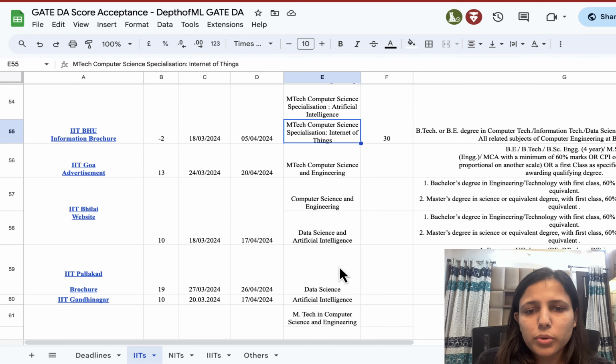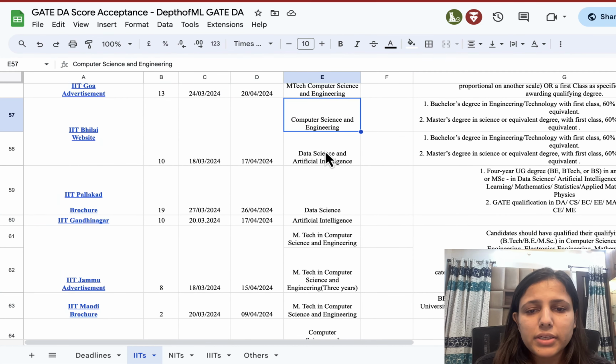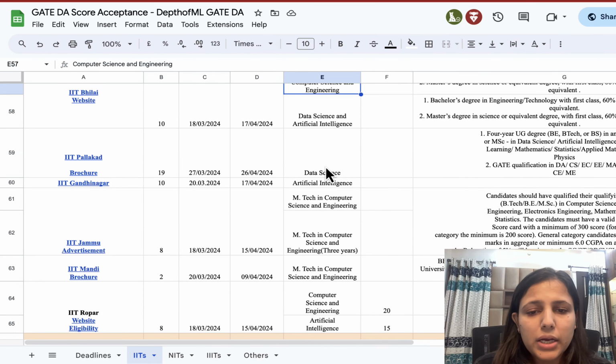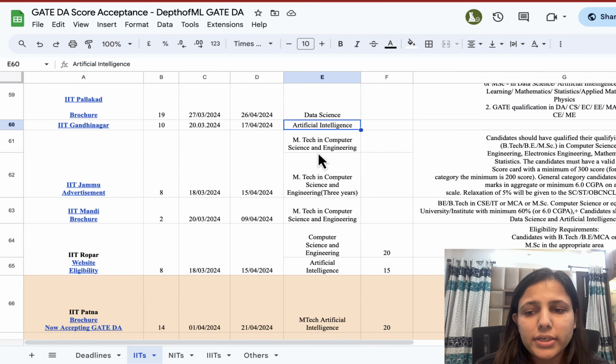Coming back to the programs which are accepting GATE DA score, IIT BHU is accepting GATE DA score in computer science specializations, which are artificial intelligence and internet of things. Goa is accepting it in computer science. Bhilai is accepting it in data science and computer science. Palakkad is accepting it in data science. Gandhinagar is accepting it in artificial intelligence.